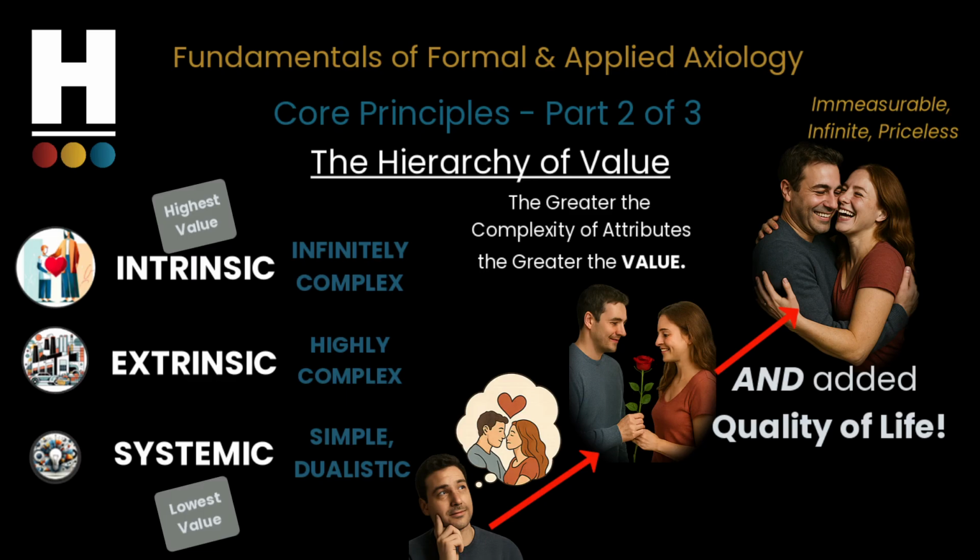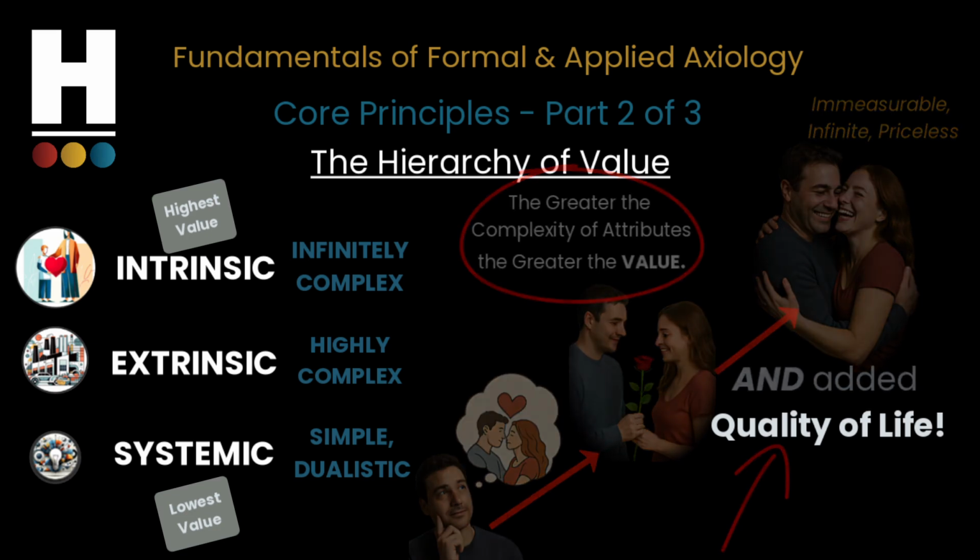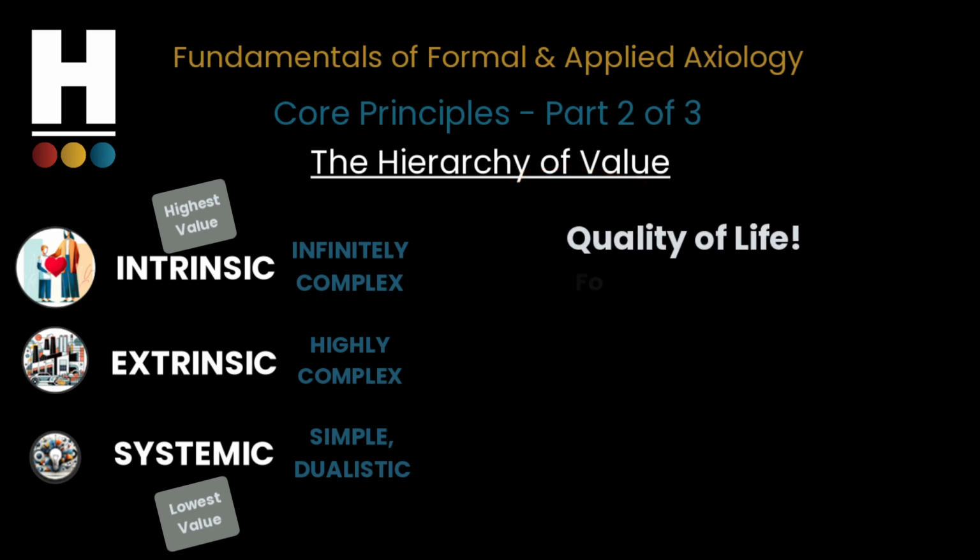Because of this direct correlation between complexity of attributes and quality of life, from an applied axiology perspective, we can think about value not only as a function of degrees of complexity, but as the capacity to enhance quality of life. However, there is a caveat. The formal hierarchy of value teaches us that when we think about quality of life, we must think about quality of life for all concerned, not just ourselves.